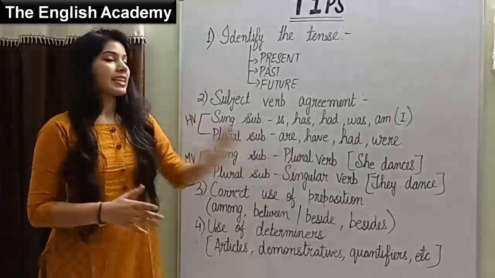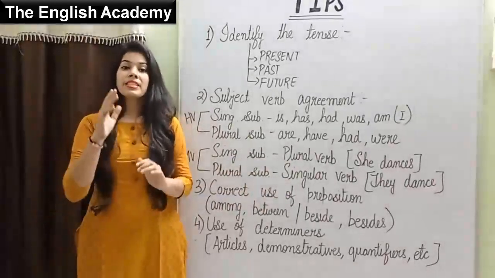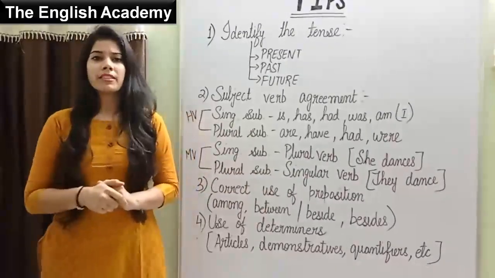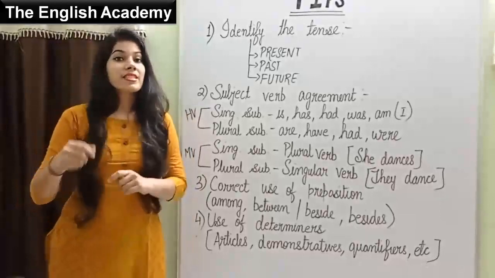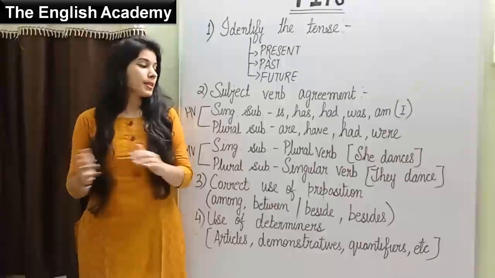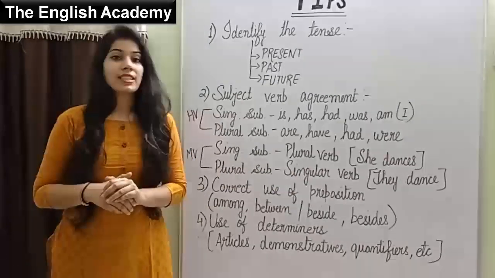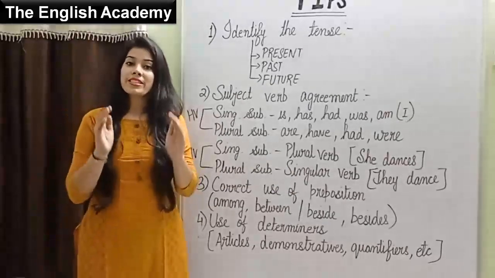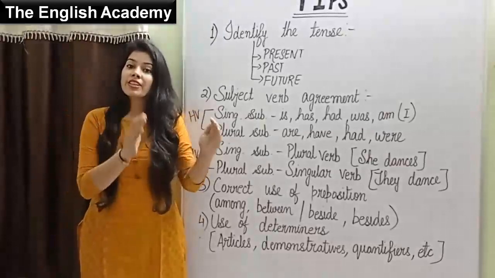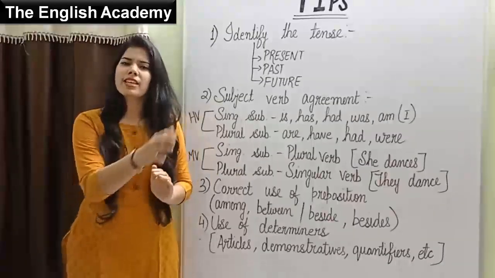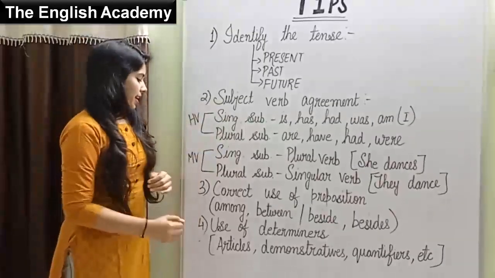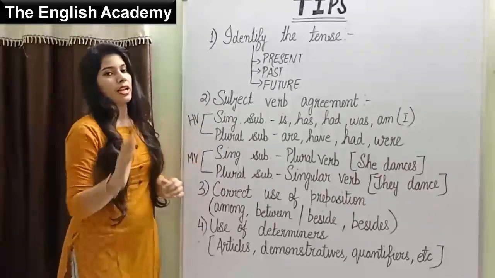Next we have beside and besides. Beside: I am sitting beside my mother. Beside means just next to, nearby. Then we have besides. Besides coffee, I like tea too. So besides means in addition to, that is, along with that I like this also. Next we have use of determiners.